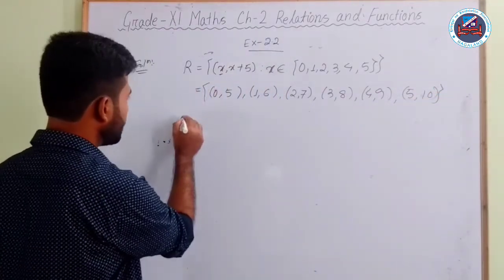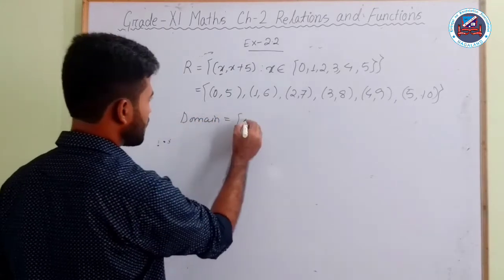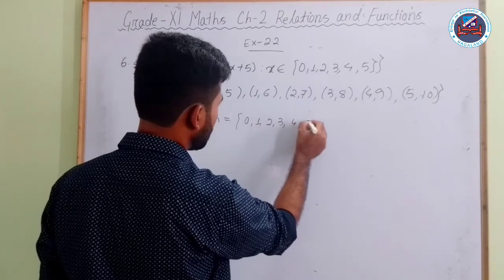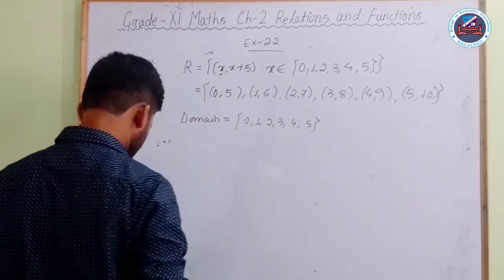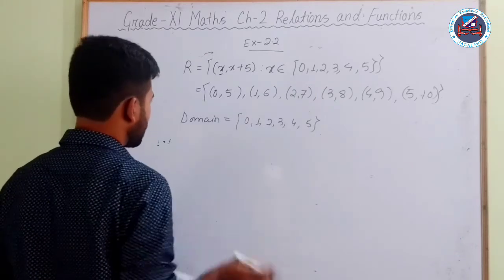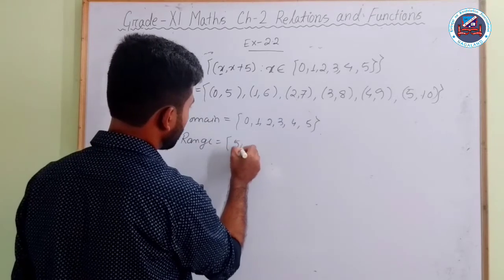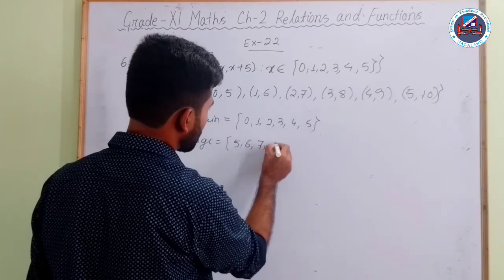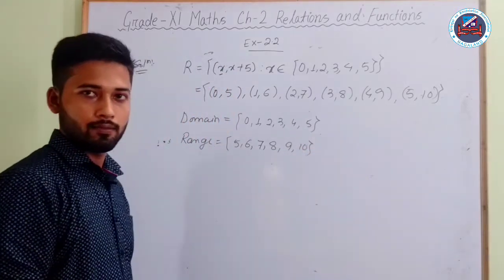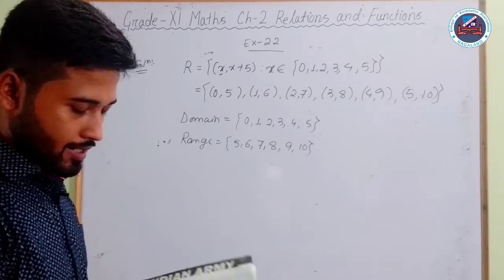So what will be the domain? Domain will be the first elements, that is 0, 1, 2, 3, 4, 5, and they have asked to find the range. So range will be 5, 6, 7, 8, 9 and 10. Fine. So a very easy question. Next, let us see question number 7.